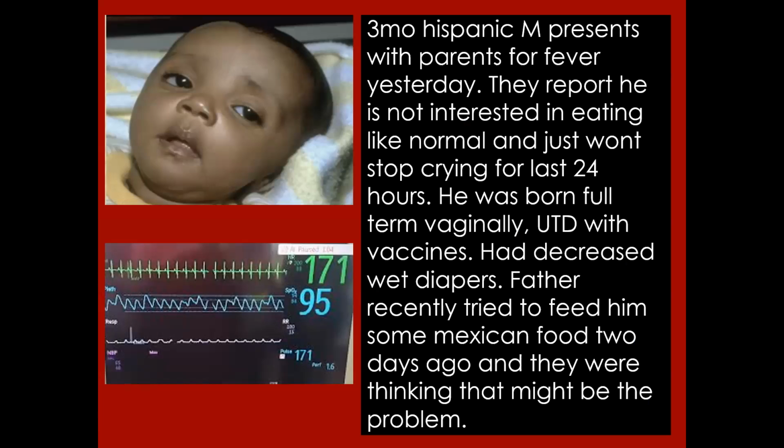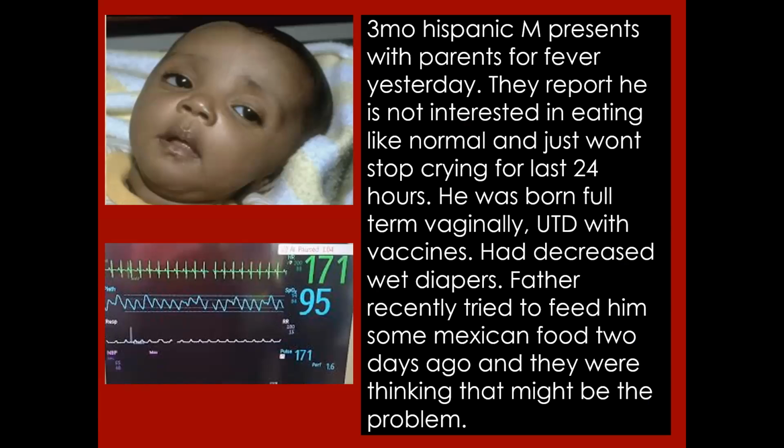All right, let's do the second to last case here. This is a 3-month-old, and this picture I got off of Google. This wasn't the real patient. This is a Hispanic male who presents with his parents for a fever. And you can see the vital signs here.